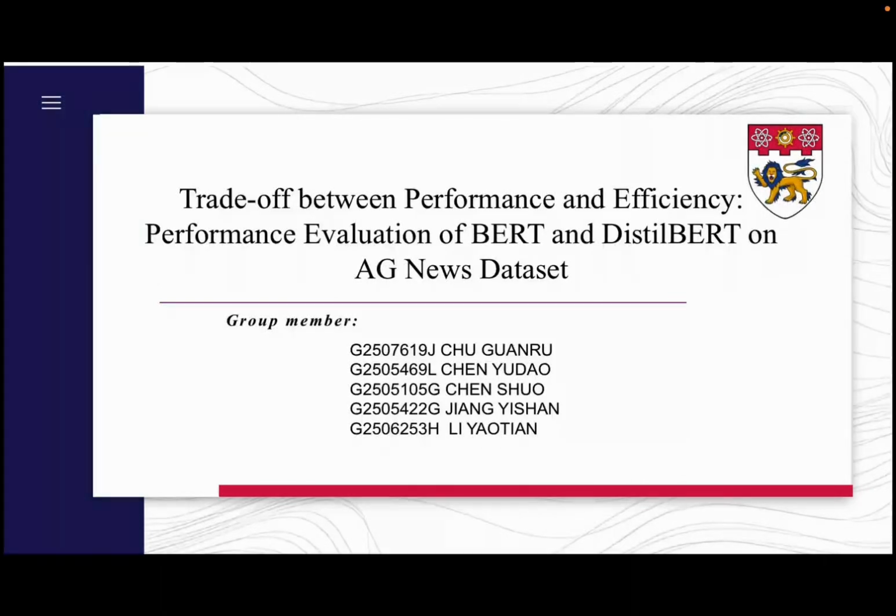Hi everyone, my name is Chen Yudao, and today I'm excited to present our group's research on a critical challenge in natural language processing, finding the right balance between high performance and computational efficiency. Specifically, we will be comparing two popular models, BERT and DistilBERT, on the task of news text classification.